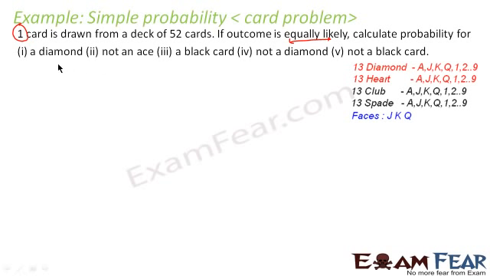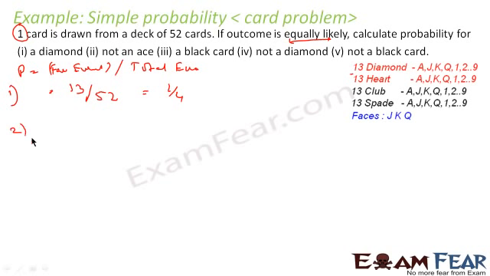So when I say diamond, how many diamonds are there? 13. Right? So probability is equal to favorable events by total events. In this case, favorable events are 13, 13 diamonds, and total is 52. So the answer is 13 by 52, 1 by 4. So the probability for a diamond is 1 by 4.